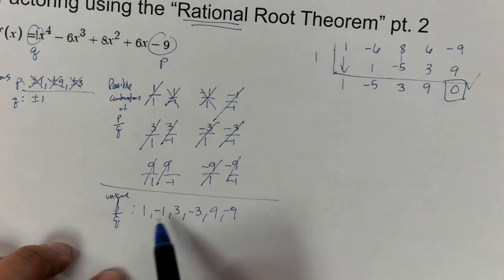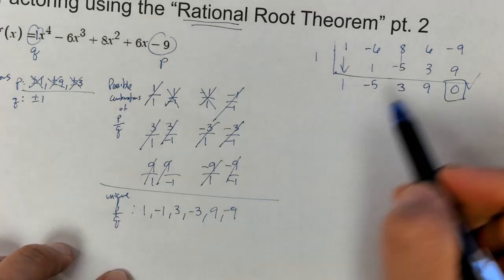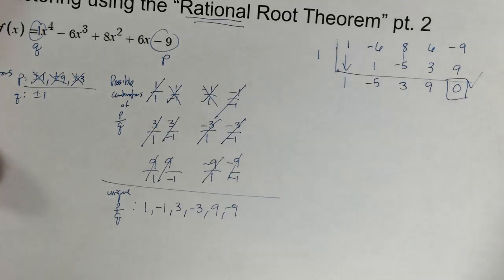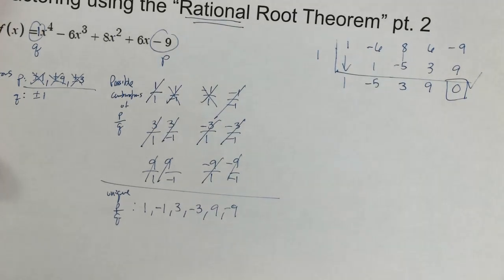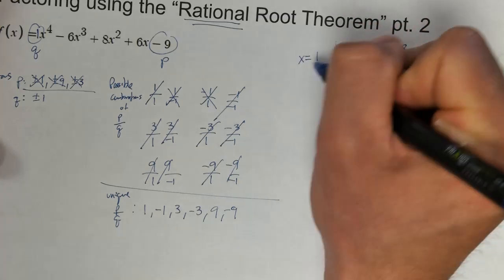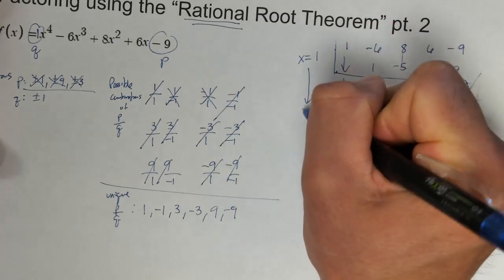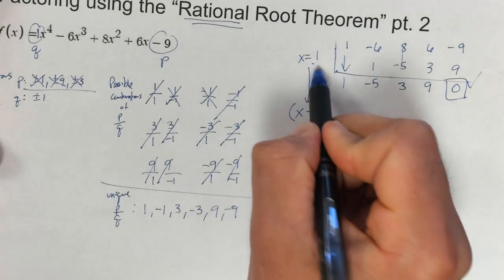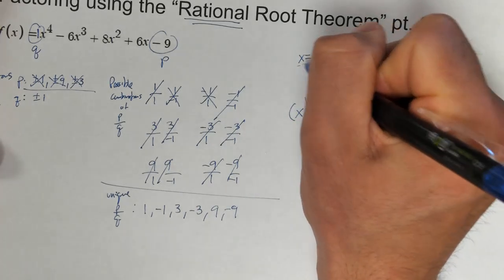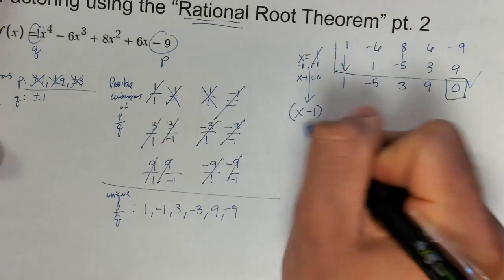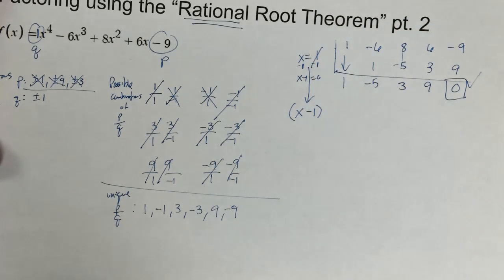You could technically test out -1, 3, -3. You can do this over and over again to find all the x-intercepts, if you like. Or we can convert this into factored form, right? Since x equals 1, the factored form of that was x minus 1. You move the 1 over to the left. When you move it over, you get x minus 1 equals 0. So my factored form is x minus 1.